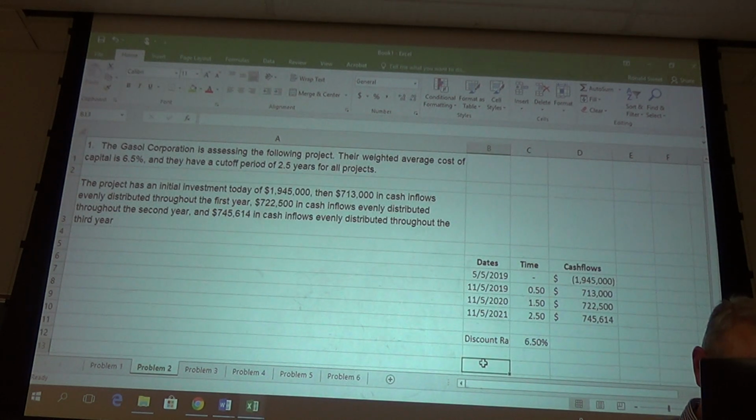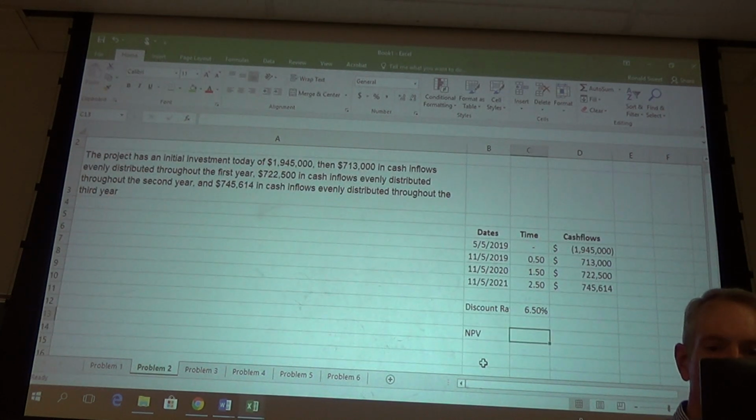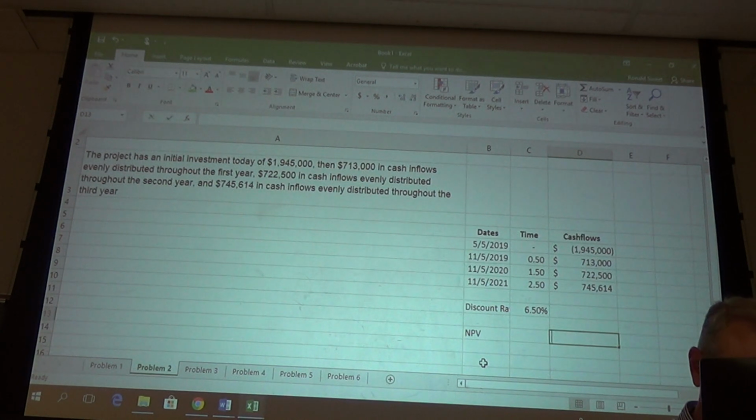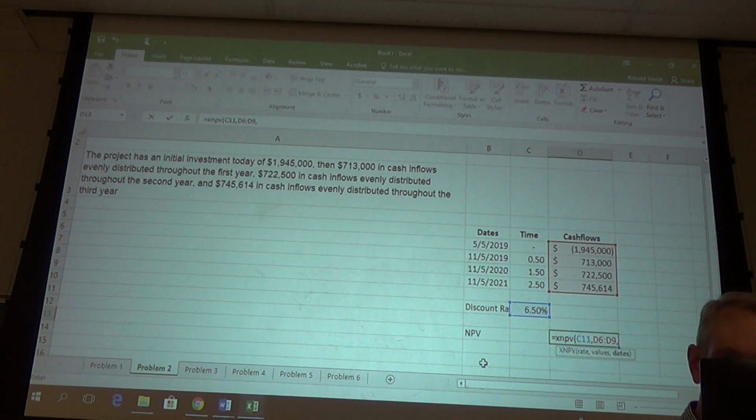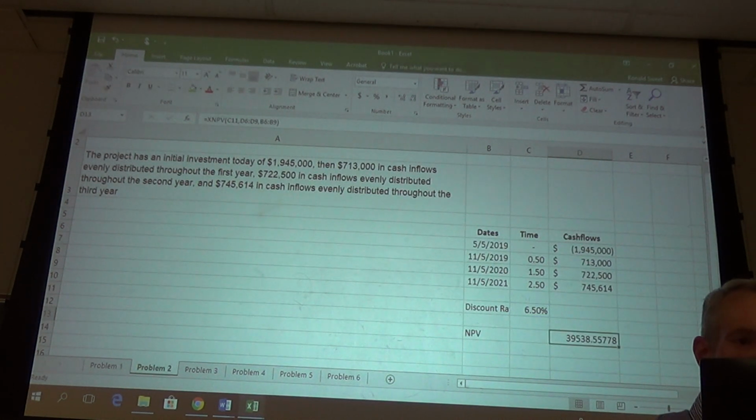So then it gets really easy. The NPV, Bill Gates is going to tell you the formula. So you do equal what kind of NPV? XNPV. And Bill Gates tells you the rate, the values, and the dates. And you got it. All right? Can't get much easier than that. So this is more of an Excel exercise than it's a net present value.